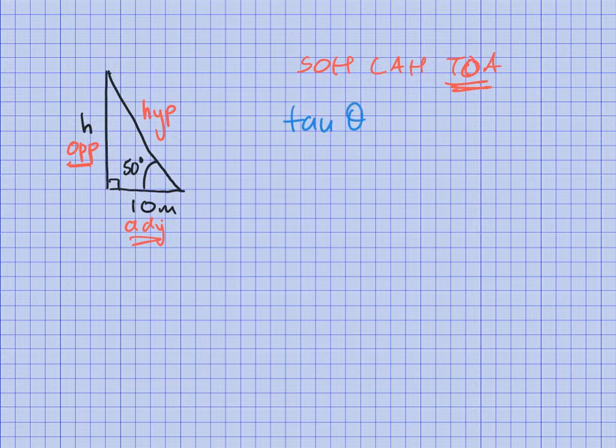Tan of theta equals the opposite divided by the adjacent. Now, in all of these cases, what you now do is substitute in the numbers you know. We know that the angle is 50 degrees. Theta is the angle, that is 50 degrees. The opposite, we don't know that, that's called h, substitute that in, and the adjacent is 10. Great. We now know tan 50 equals h divided by 10.